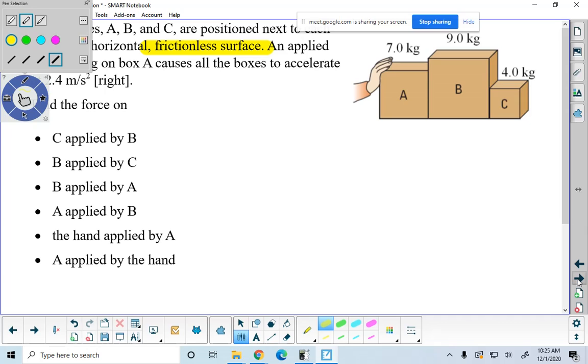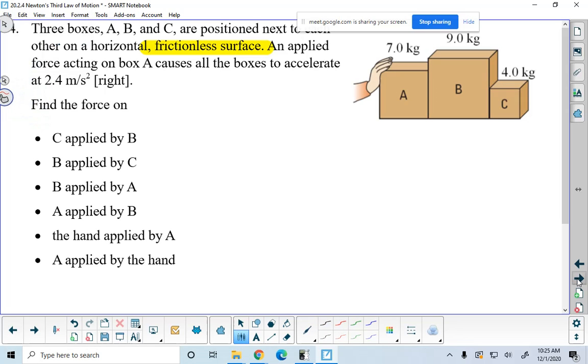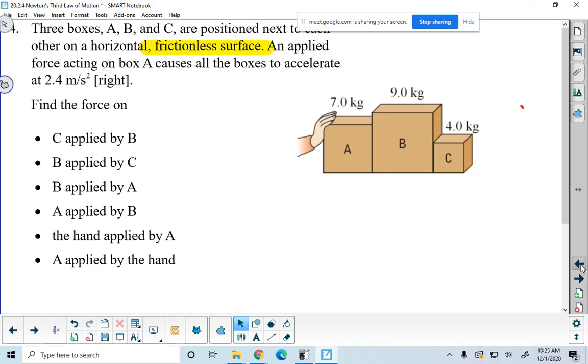And we apply a force to the box set by pushing from the left with our hand. And as a result, all of these boxes accelerate together at 2.4 meters per second squared. Look at all of the forces we have to find. And you're going to have to make a decision whether you want to write all this or not. Okay? There will be a force. I'll copy this so I have a bigger diagram to look at.